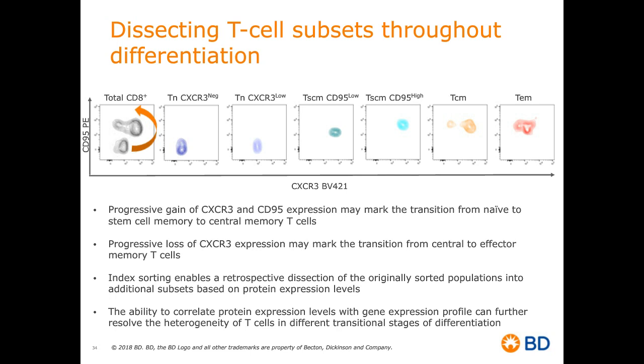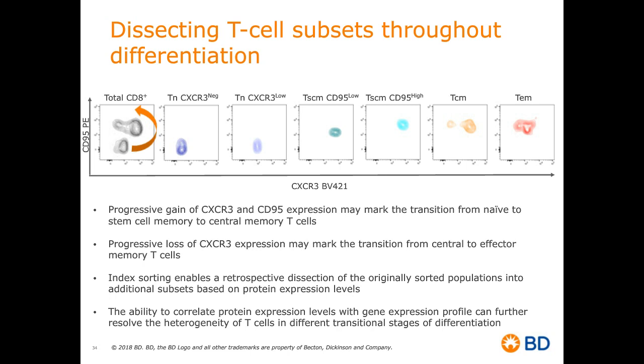So you can see now on the plots, from the blue to the red, we can slice up our original naive population into a population that has no CXCR3 expression to an intermediate CXCR3 expression. Similar things we can do now for the stem cell memory. We can dissect them into CD95 low and CD95 high. You can also appreciate that central memory, for example, could be further separated into CXCR3 positive and negative, but just for simplicity for this study, we'll focus only on further dissecting naive and stem cell memory.